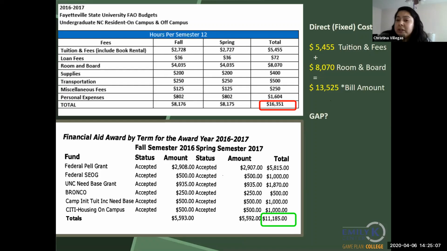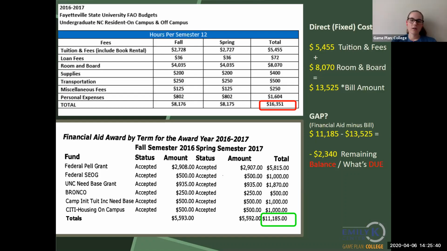So for this student, it's negative $2,340. So that is a negative number, financial aid minus my direct cost or my billed cost. My balance is $2,340. Can y'all hear me? I saw a message that my internet wasn't stable. We stopped hearing what you were saying right as you said gap. So would you explain that financial aid minus bill again?